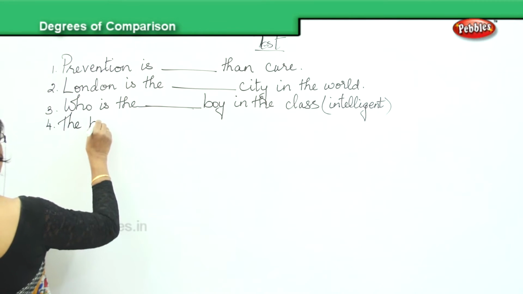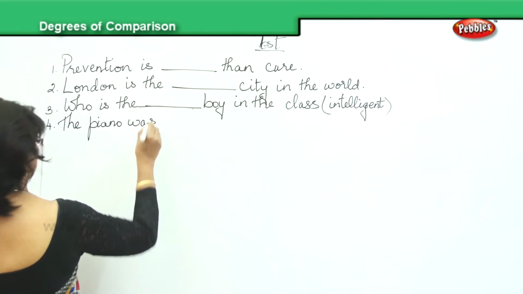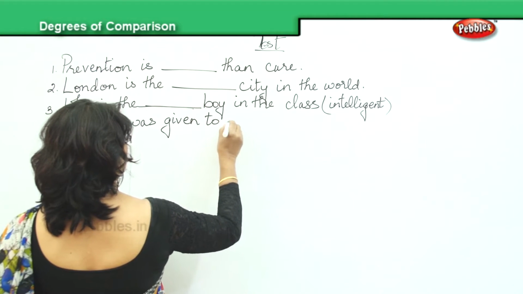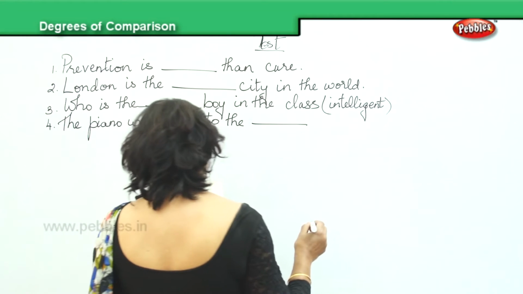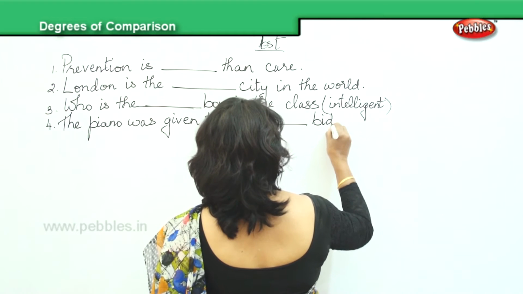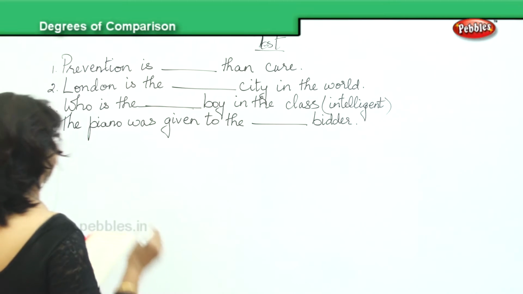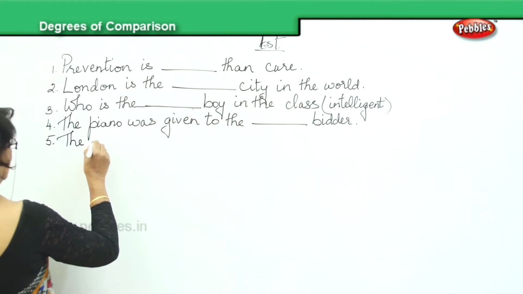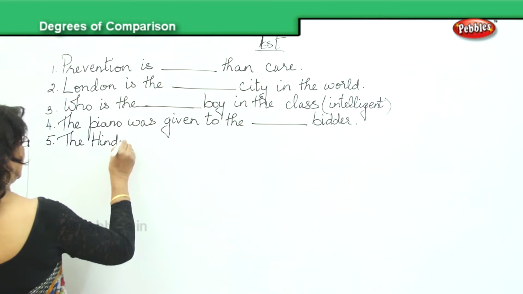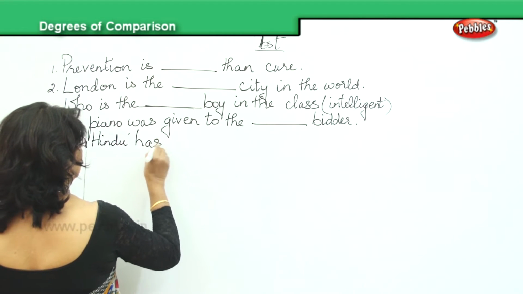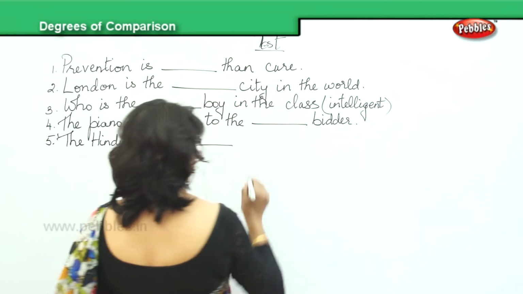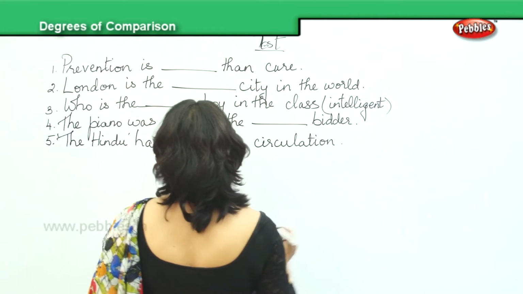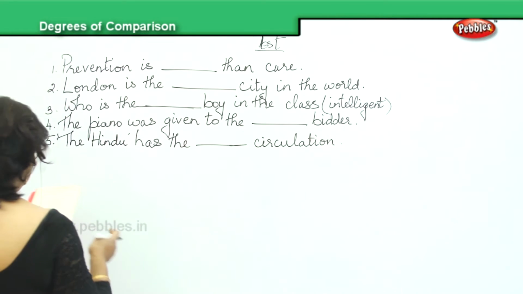The piano was given to the dash bidder. The Hindu, it's a newspaper, has the dash circulation. Next one.